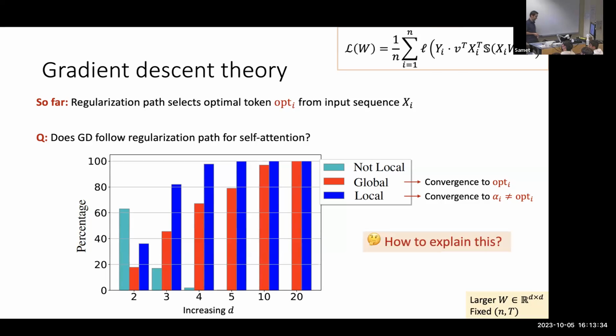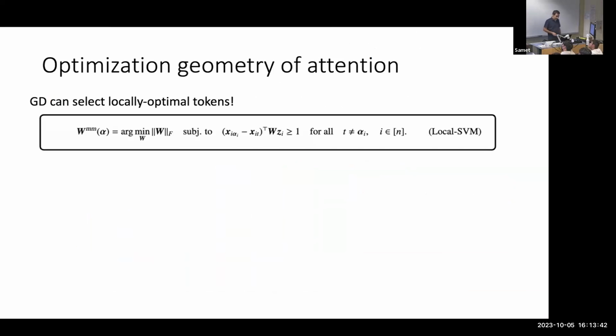Optimal problem is not feasible. So in short, what I want to discuss a little bit is basically what our findings are on gradient descent theory. The first finding is that there are certain alphas, rather than the optimal tokens, that gradient descent can provably select. In other words, if you initialize it well, it will converge to a solution which selects alpha I rather than opt I.